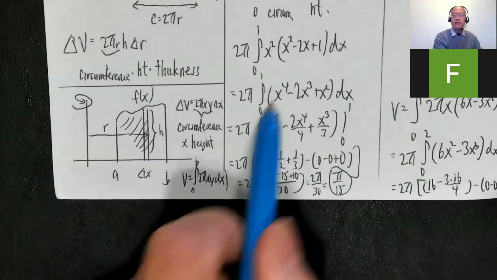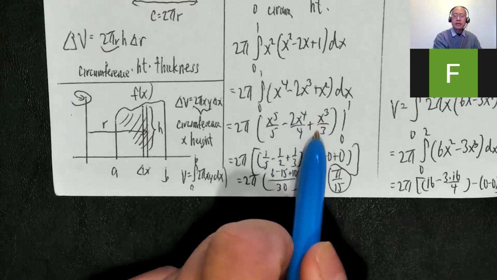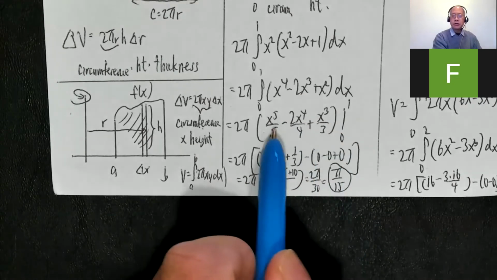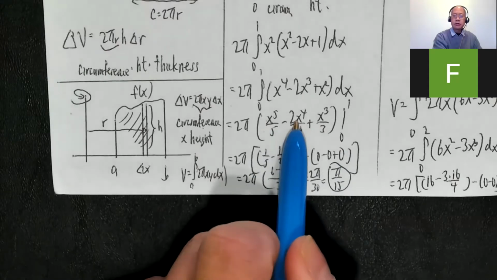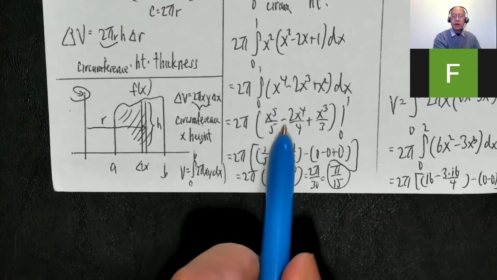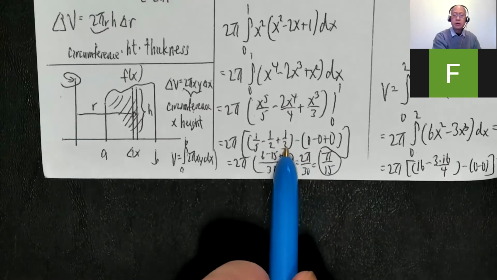So let's see, x to the fifth over 5 minus 2, x to the fourth over 4 plus x cubed over 3 from 0 to 1. And you can tell when you plug in 0, you get 0, right? Put a 0 there, 0 there, 0 there, that's all 0. Plug in 1, 1/5 minus 2/4 is 1/2 plus 1/3.